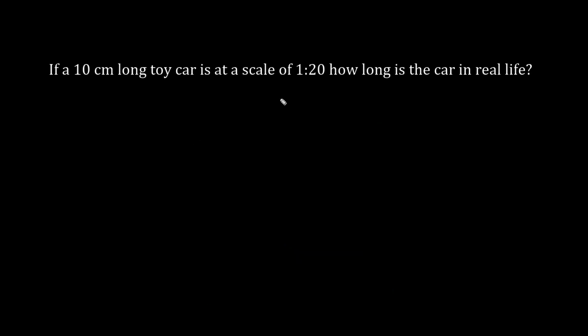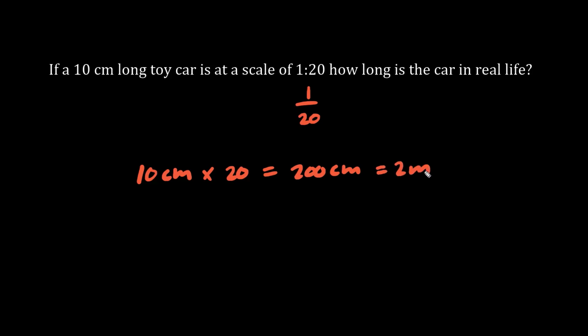Now let's look at a question involving scale. If a 10 centimeter long toy car is at a scale of 1:20, that's 1/20th, how long is the car in real life? So the toy car is smaller than the car in real life, and it's only 1/20th of the real size. So we multiply by 20. 10 centimeters multiplied by 20, the denominator, is the size of the car in real life. 10 times 20 is 200. 200 centimeters is 2 meters long.